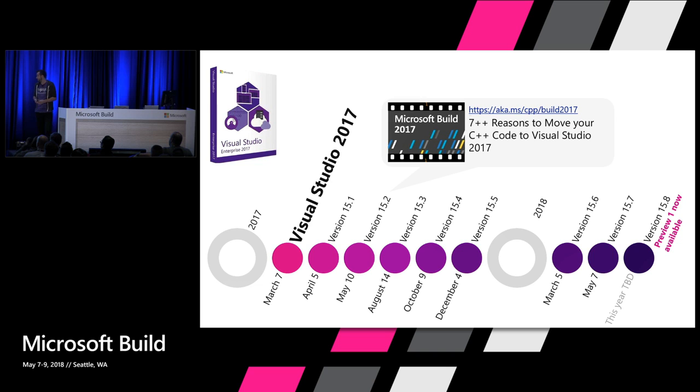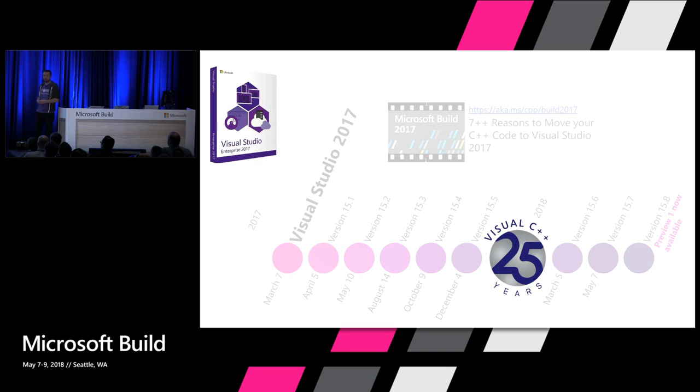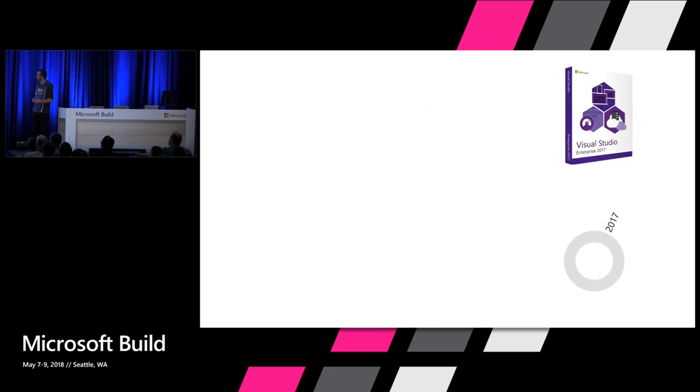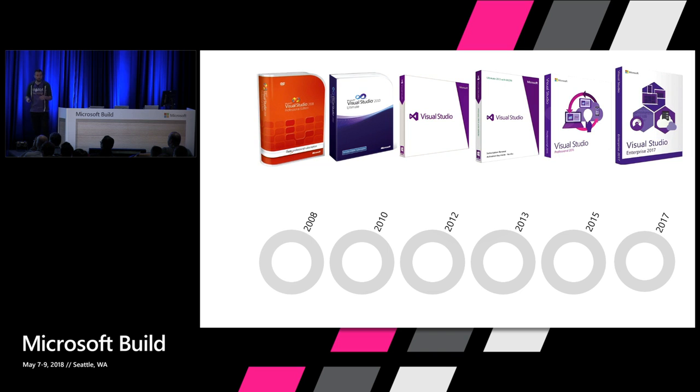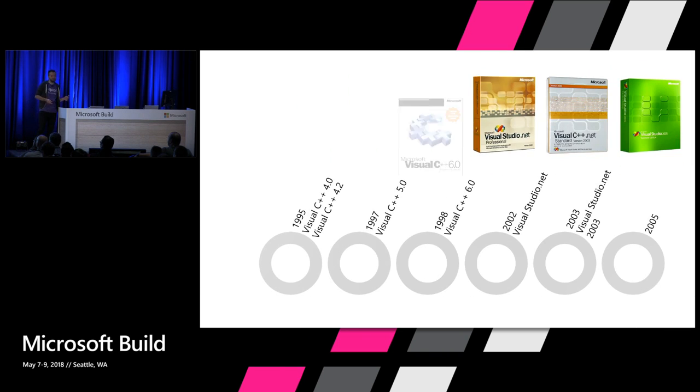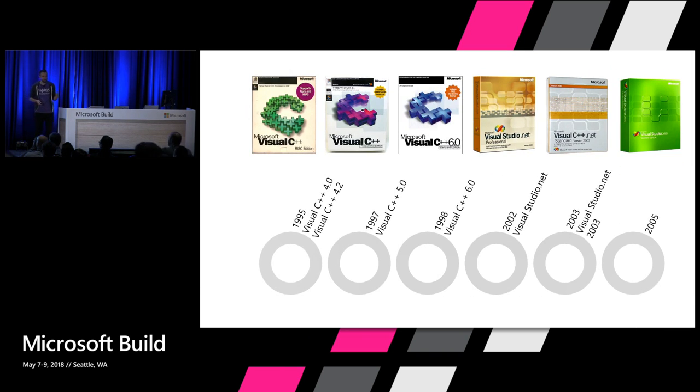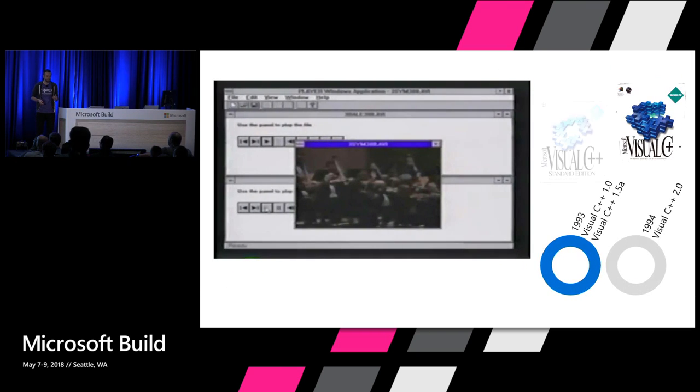There's also something else that happened in 2018 that I'd like to quickly talk about. Visual C++ is 25 years old. And right now, I want to take you through a quick journey over the history. We're going to go back, we're going to keep going back all the way to 1993, because what I have for you is a small clip from the Visual C++ 1.0 launch.